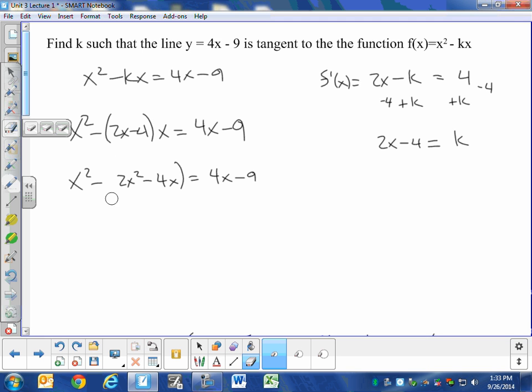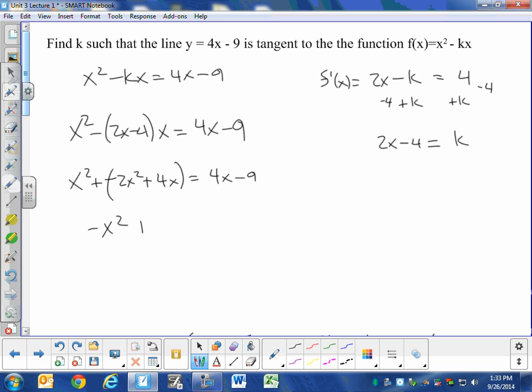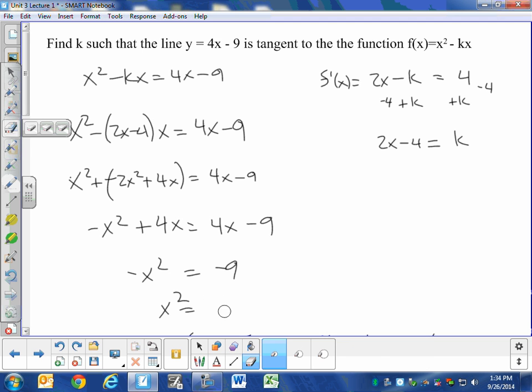I will then distribute the negative, subtract 2x squared, I get negative x squared plus 4x is equal to 4x minus 9. Subtract 4x from both sides. Negative x squared is equal to negative 9. Multiply by negative 1, I get x squared is equal to 9, which means x is equal to plus or minus 3.